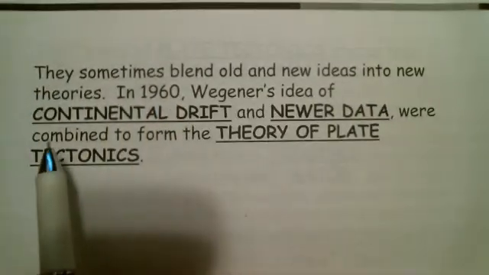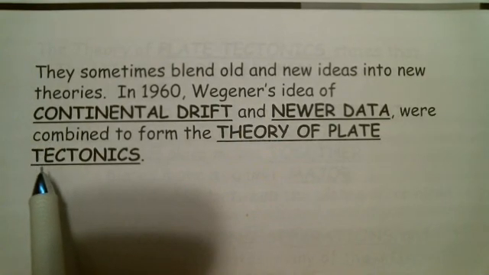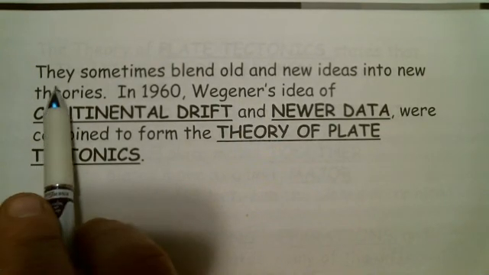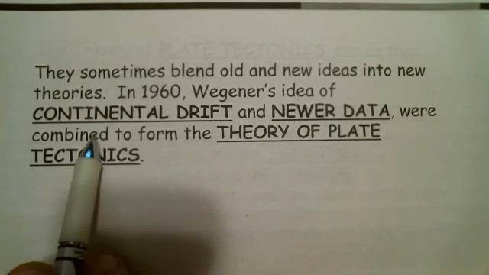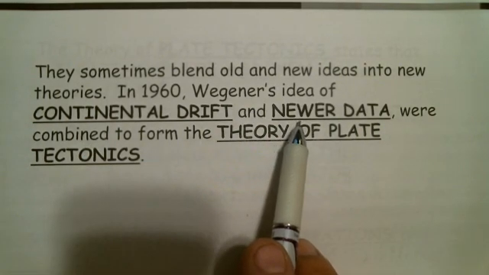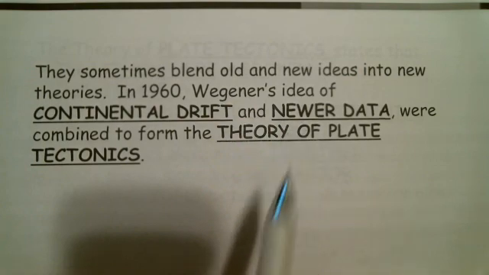Scientists studying the ocean and the Earth's structure sometimes blend old and new ideas into new theories. In 1960, Wegener's idea of continental drift and all this newer data of seafloor spreading were combined to form something they called the theory of plate tectonics.